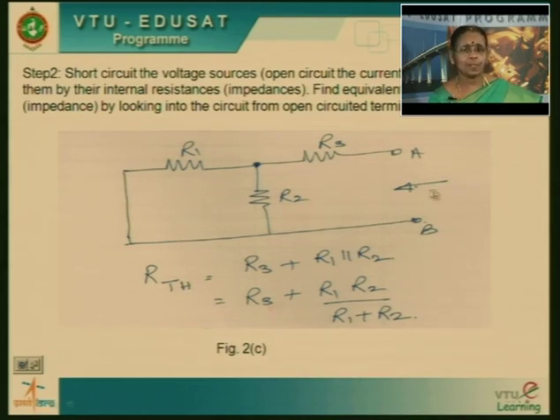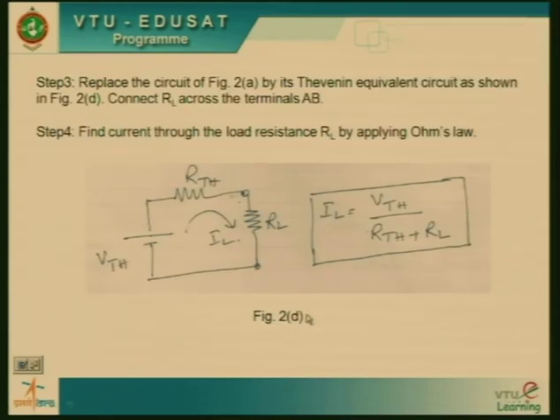So looking into the circuit from the output terminals, if you try to find out the equivalent resistance, it is R3 in series with the parallel combination of R1 and R2. That's why the expression here is R3 plus R1 in parallel with R2. If you know the relation for the parallel combination of two resistors, it is R1 R2 divided by R1 plus R2. So R Thevenin for the given simple circuit is R3 plus R1 R2 divided by R1 plus R2. So we have got Thevenin's equivalent voltage and Thevenin's equivalent resistance.